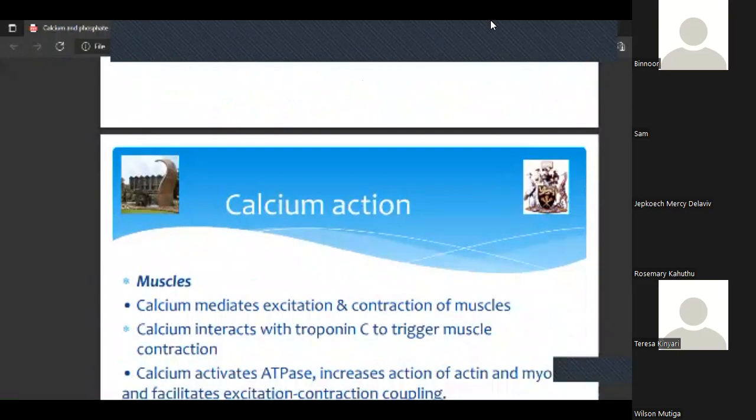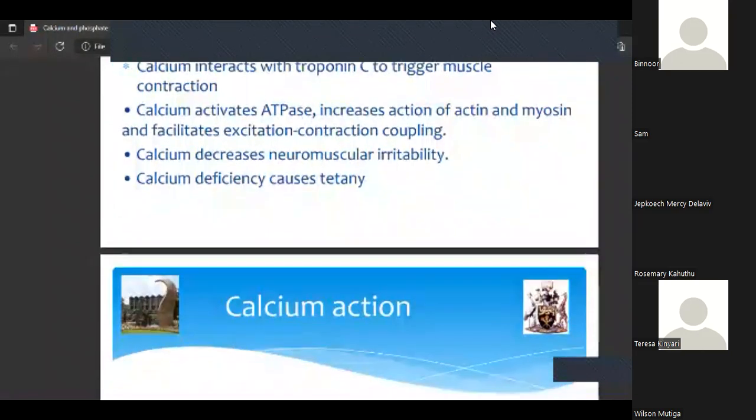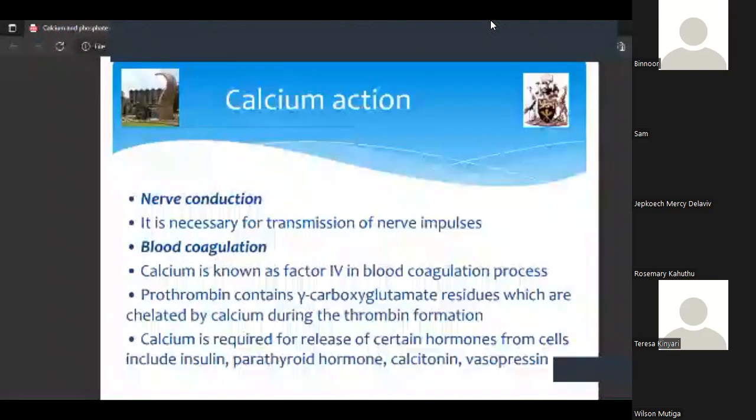Where does calcium act? Calcium acts in muscle by mediating its excitation contraction coupling and also interacting with troponin C to trigger muscle contraction. It activates ATPase and increases the action of actin and myosin and facilitates excitation contraction coupling. Calcium is also important because it will decrease neuromuscular irritability, and we normally see this when we have tetany in calcium deficiency.